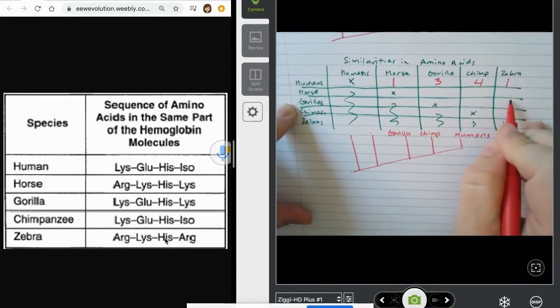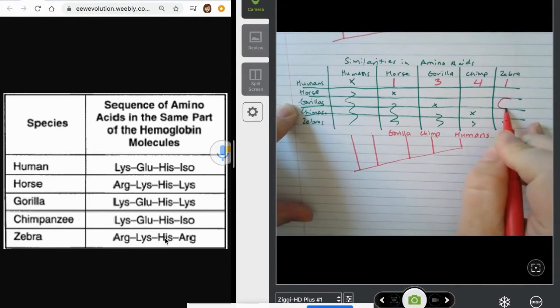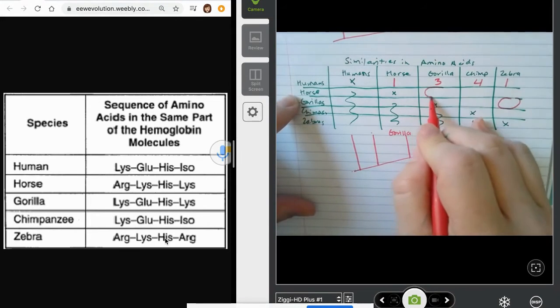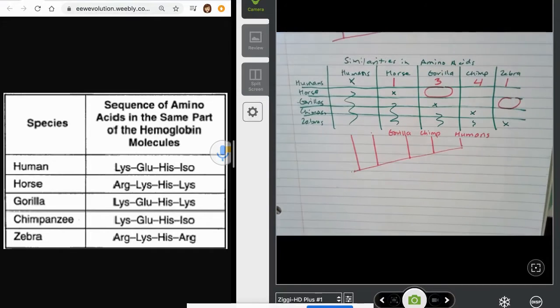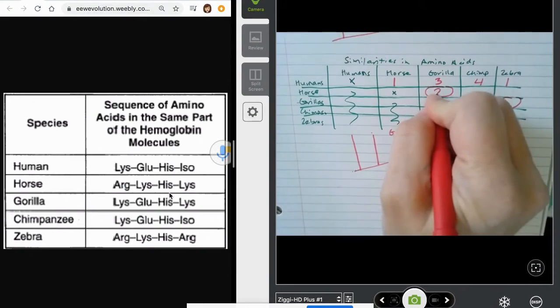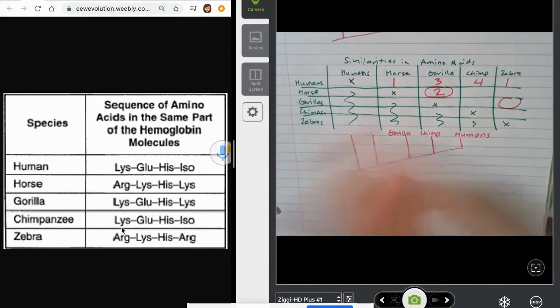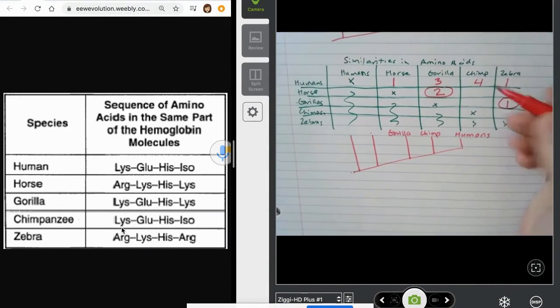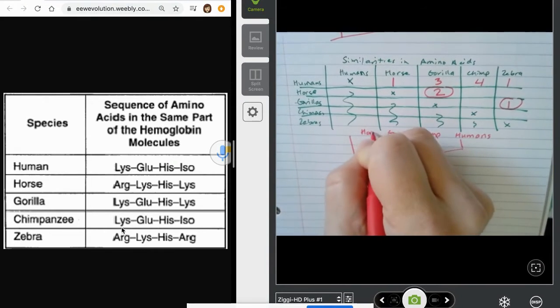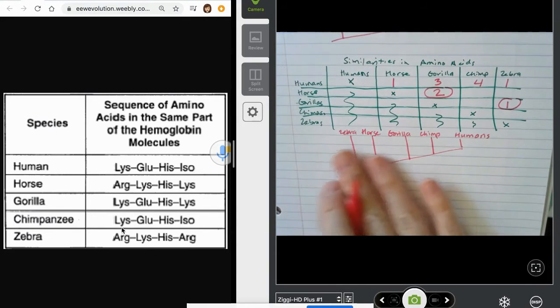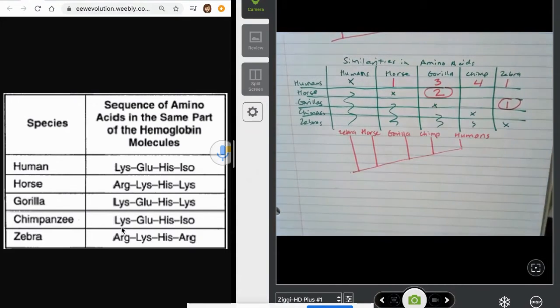I'm going to fill out the zebra and the gorilla to the horse right here. So I'll start with horse, gorilla. I'm going to go over here. Oh, good. They're next to each other. 2. Now the gorilla to the zebra. Good. 1. So next door to the gorilla, we put the horse. And next to the horse, we put the zebra. We have made a logical cladogram based off of amino acid sequence similarities.